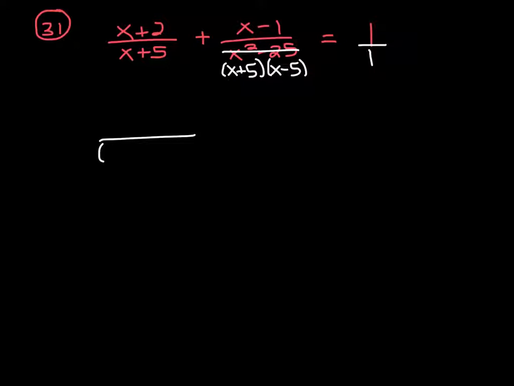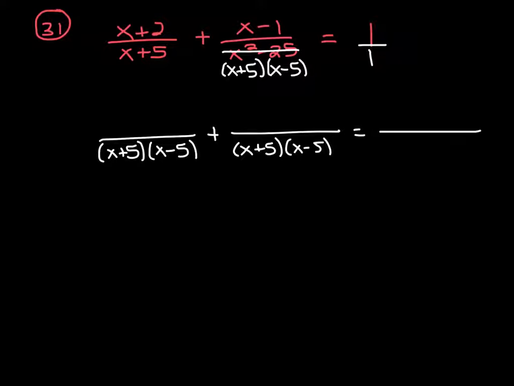Let's make our common denominator x plus 5 times x minus 5. Even though there's just a 1 over 1 on this side of the equation, you are going to have to get this denominator to be the same. We want that to also say x plus 5 times x minus 5. If we look at our first fraction, we have the x plus 5. It's missing the x minus 5 that the common denominator has. So let's multiply the top and the bottom by x minus 5.